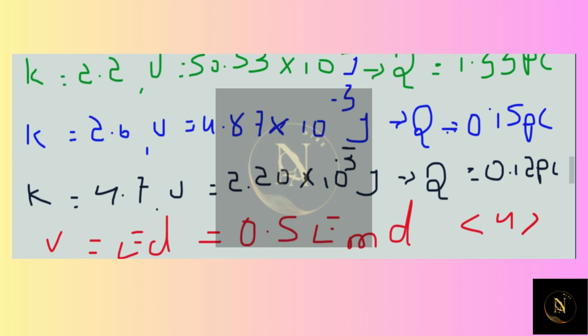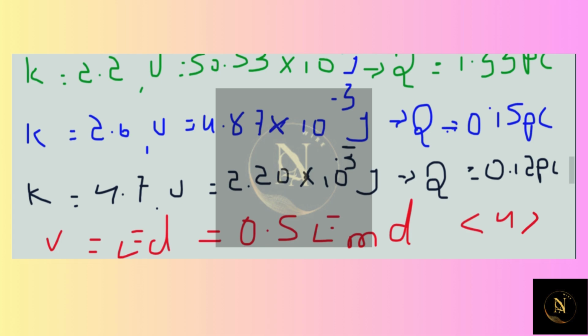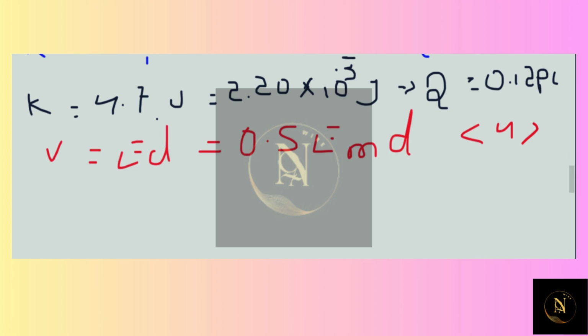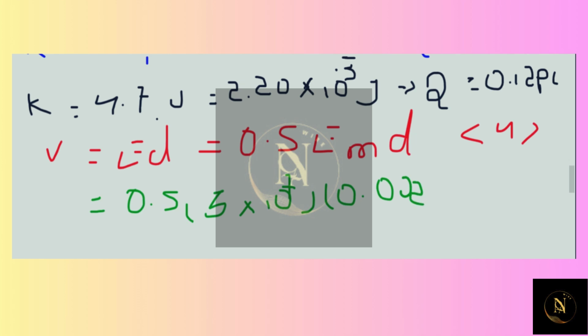Now we can plug our values for D and EM into equation 4 for each material to get V. So first we will start with the polycarbonate. We can calculate V as 0.5 times EM, which is 3 into 10 to power 7 volt per meter, and D is 0.0025 meter. So V will be 37,500 volt.